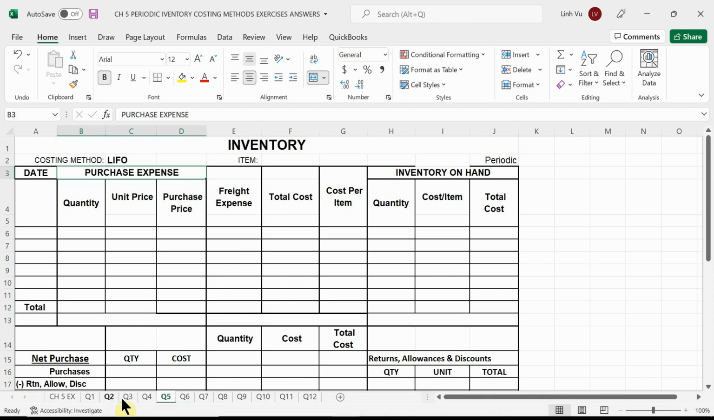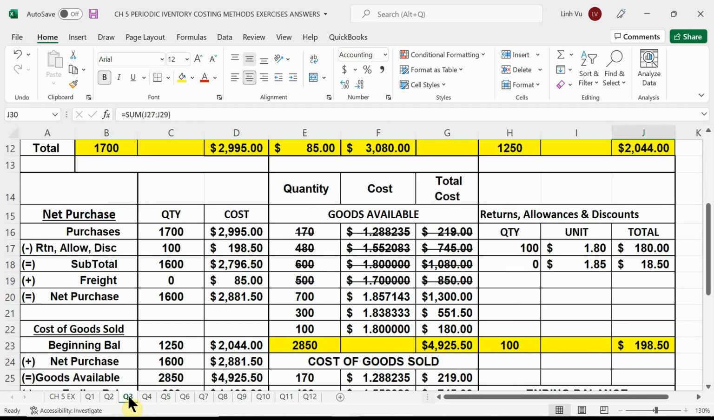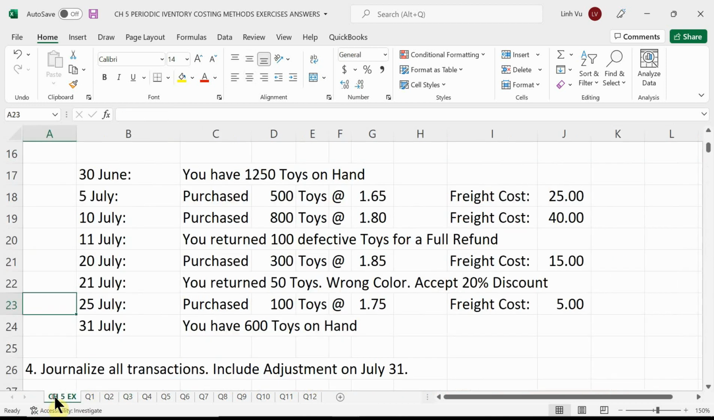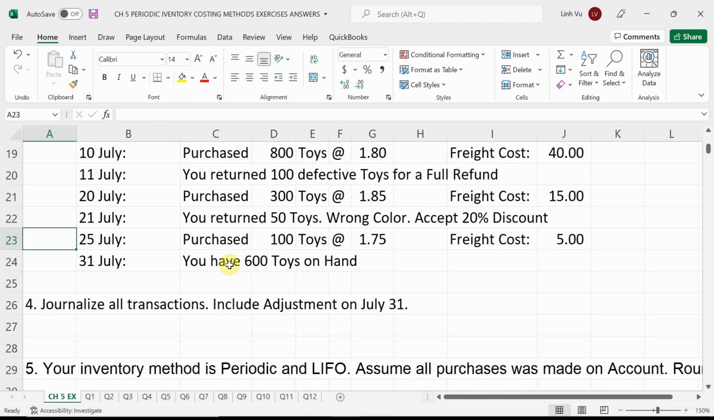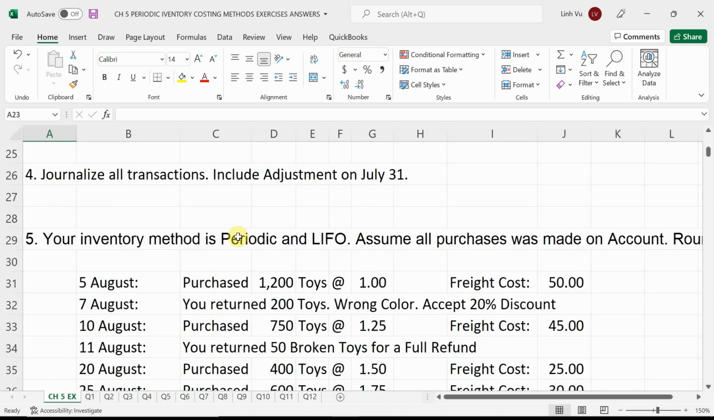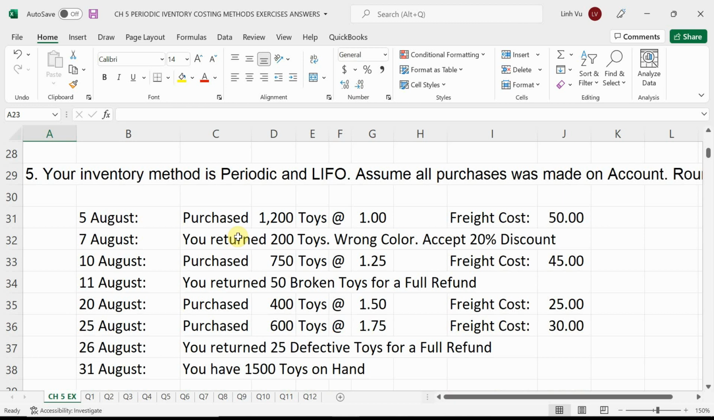Right, so now that we've finished question number 3 and 4, the next couple sets of questions are all going to be separate from each other, okay? They're not going to be continuations from here on out. So for question number 5, your inventory method is periodic and it is LIFO. Assume that all purchases were made on account, round to the nearest penny. Completely separate from the first 2 questions.